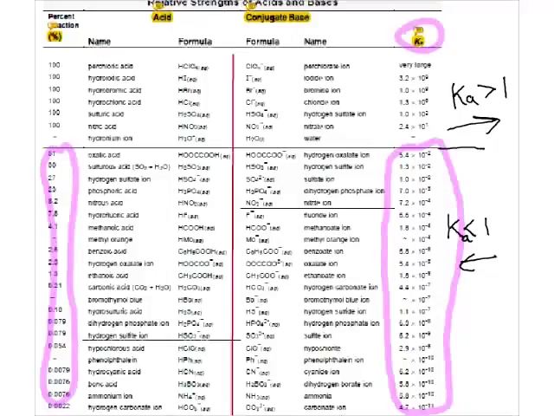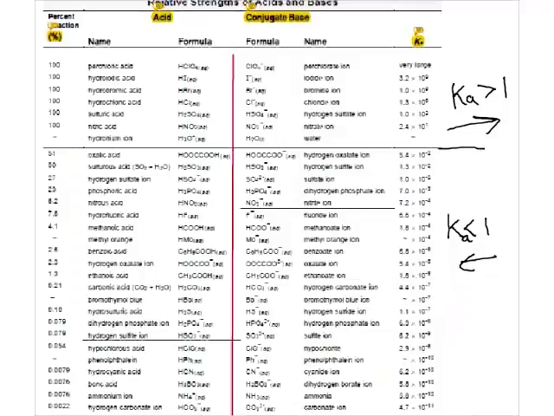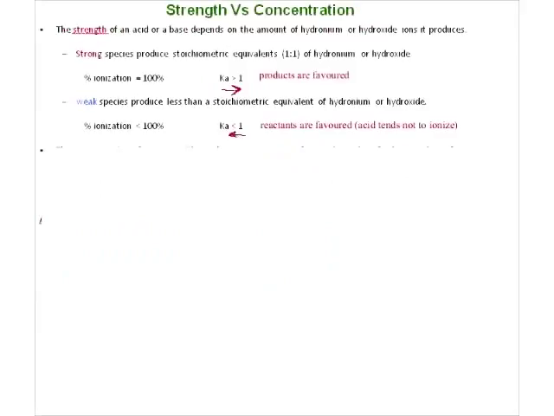All right, they prefer not to ionize, and that's why they're weak acids. So their strength is based upon their ability to ionize. If they're strong, then they're 100% ionized, and K is very large. If they're weak, then they're less than 100% ionized, and K is very small.